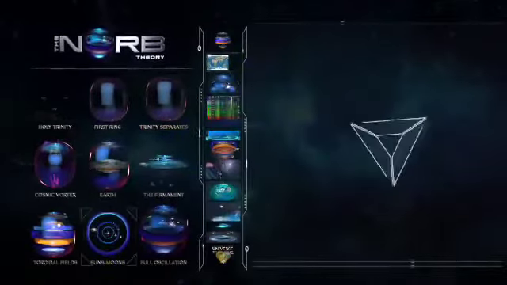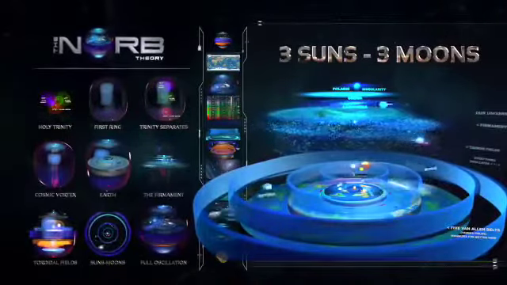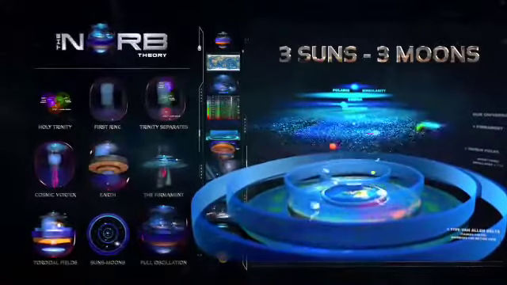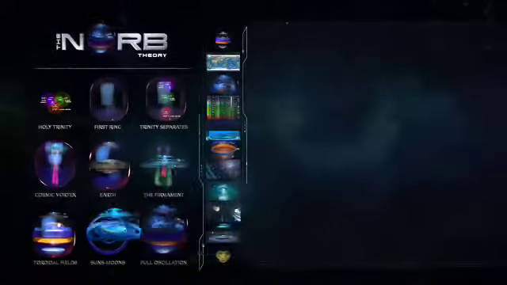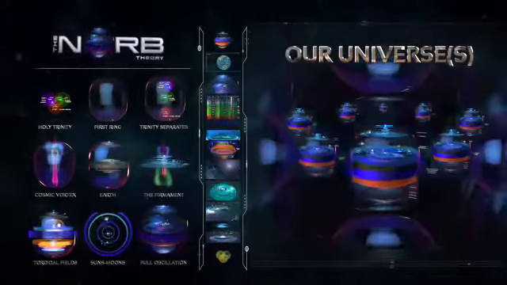Next, the suns and moons are put in place. Three suns, three moons, with Mercury in the middle, acting as both a sun and a moon. And there you have it, Earth, the universe, within a multiverse, within a masterverse.